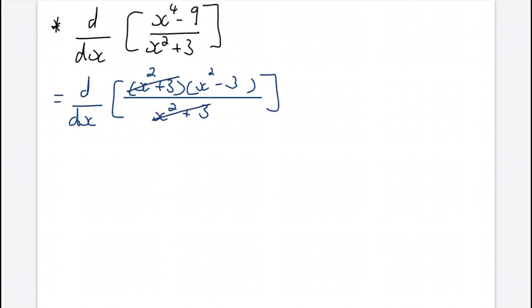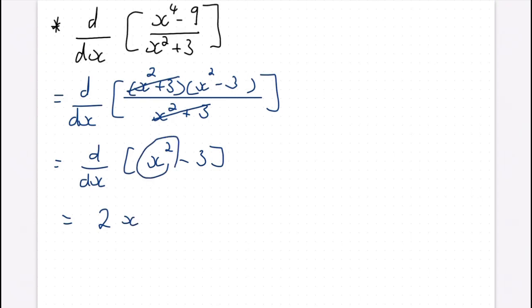This can cancel that. And so what I'm left with here is d over dx of x squared minus 3. I'm going to start deriving, so I'll stop writing that instruction. I have 2x minus 0 because the derivative of x squared is 2x, but the derivative of a constant is 0. And so the answer there is just 2x. Let's do some more practice.